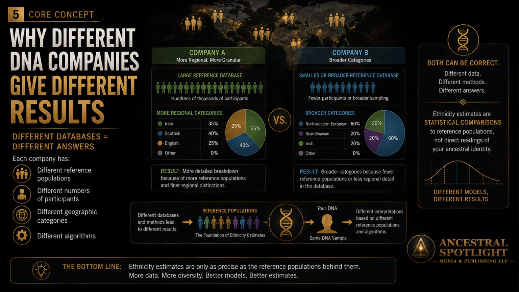One company may have a large database of individuals from a particular region, allowing it to distinguish smaller genetic differences. Another company may not have enough data to separate those populations confidently and may combine them into broader categories. In other words, ethnicity estimates are only as precise as the reference populations behind them.